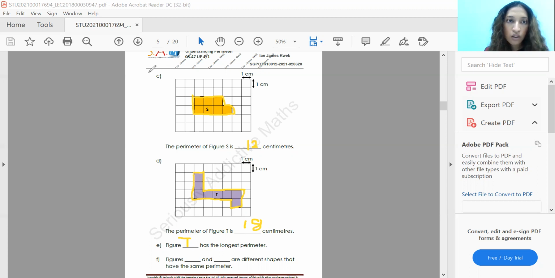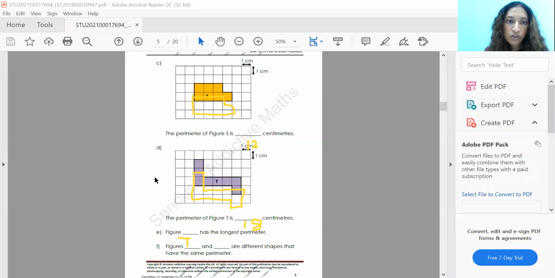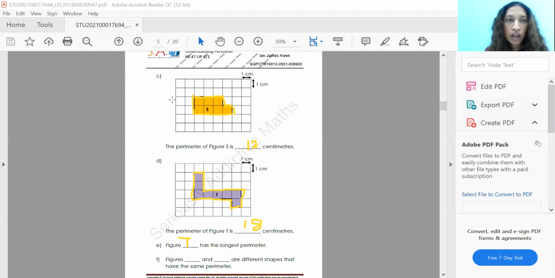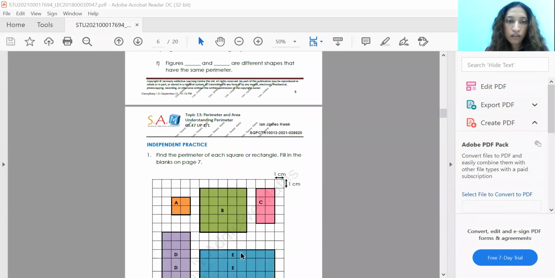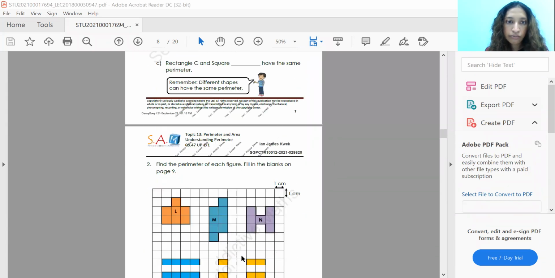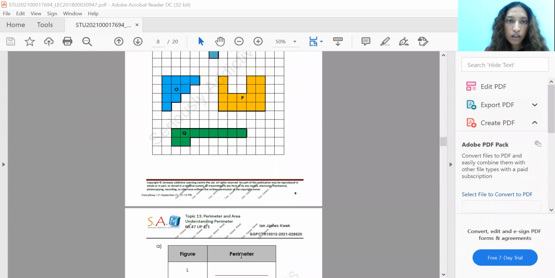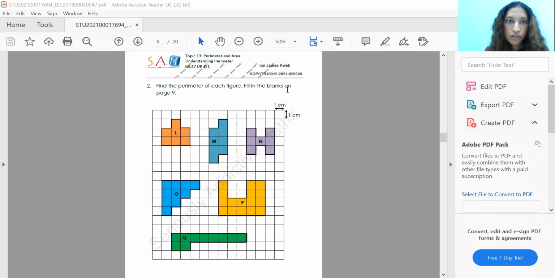Let's just leave this out because this is from the previous question. I just want you to do up till E. So that's that for this. What I want you to do is to find the perimeters of these figures, and I'll go through them in a bit.